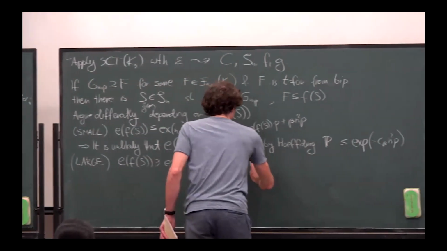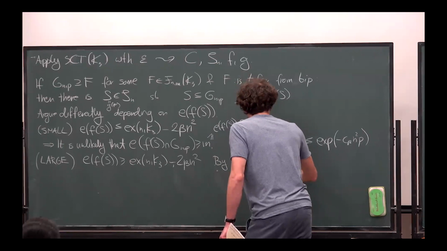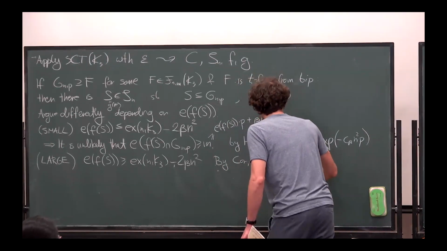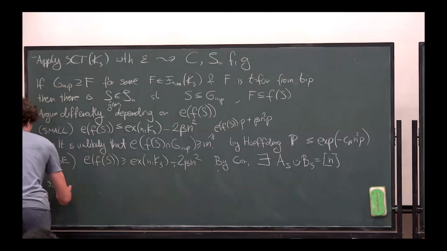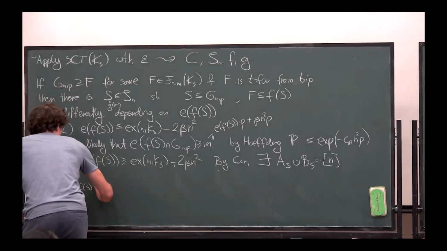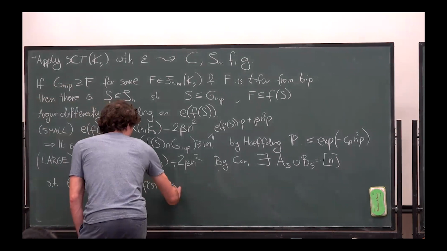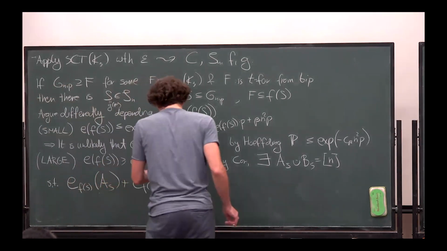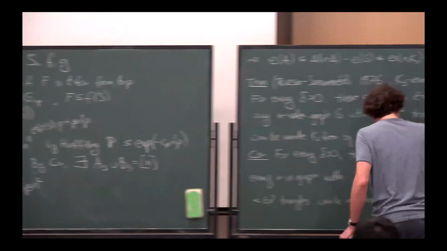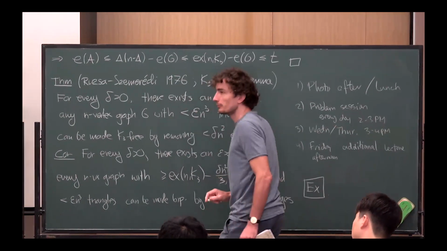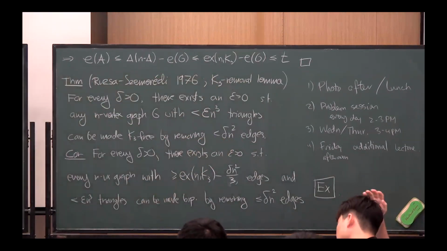So by the corollary, we must find some bipartition which depends only on S, such that the number of edges that this graph f of s has inside AS or inside BS is at most 6 beta n squared. And the 6 comes from the fact that we had a 3 before, and beta should be delta over 2.